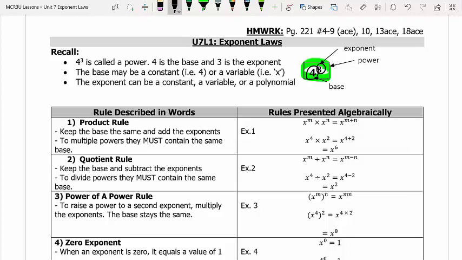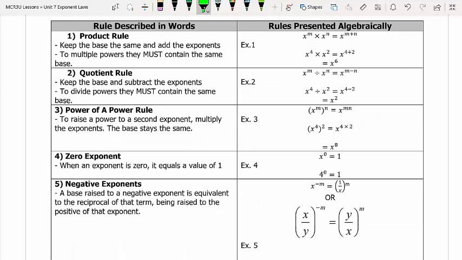Okay, and just keep in mind that your base could be a constant, so 4, which is in the example there, or your base could be a variable. Likewise, your exponent can be a constant, so just a plain number, or your exponent could be a variable, and that's new. So we're going to learn how to deal with powers where the exponent is a variable in grade 11.